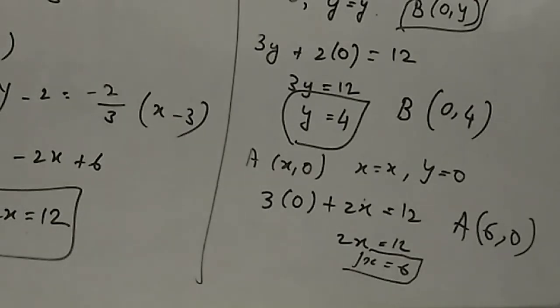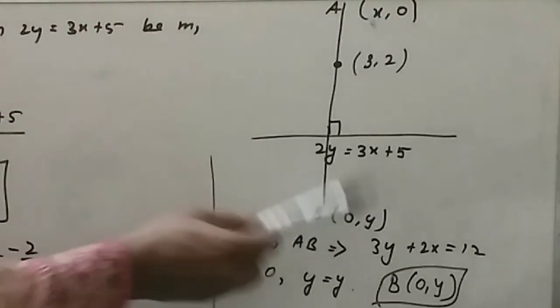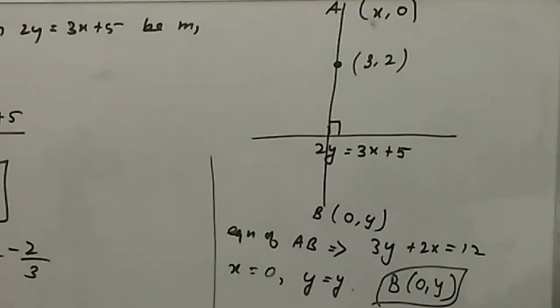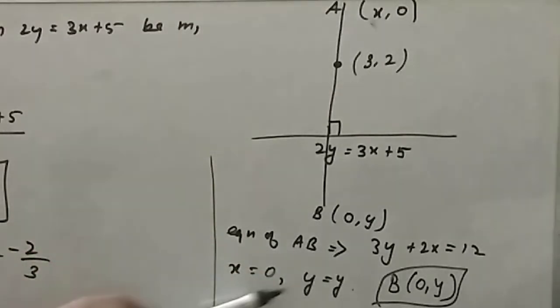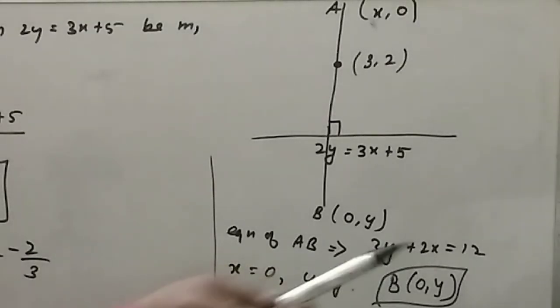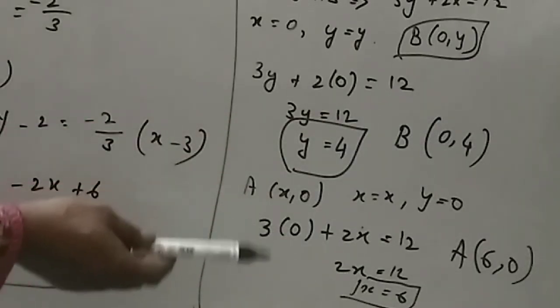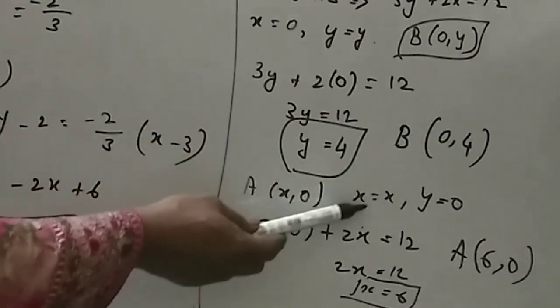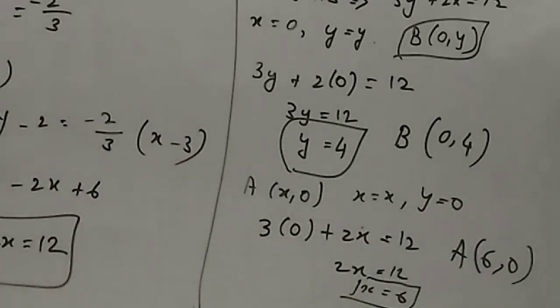Now they said this AB intersects the x-axis and y-axis. A is on the x-axis, so x, 0. B is on the y-axis, 0, y. Now we have to find the coordinates of A and B. You know the equation, and in place of x put 0 and solve for y, and you will get B. So you got the coordinates of B as 0, 4. Same way, for A, y is equal to 0, and you will get the coordinates of A as 6, 0.